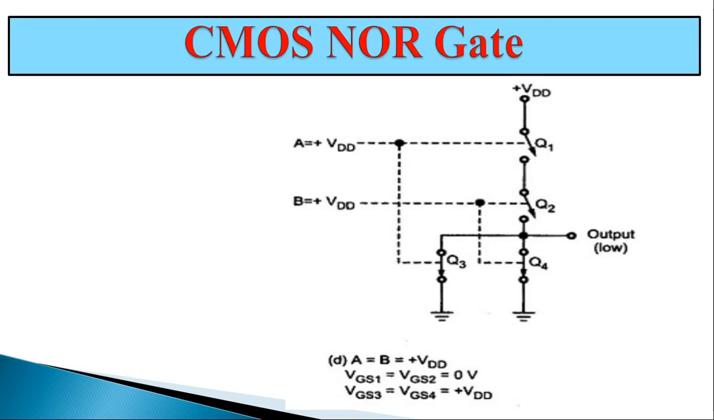And in this equivalent circuit, when A equal to 1 and B equal to 1, that means when A equal to VDD and B equal to VDD, then 1 at the input A and 1 at the input B makes the transistors, that is Q1 off and Q2 off. At the same time, it makes the transistors Q3 and Q4 on, and it produces low output.